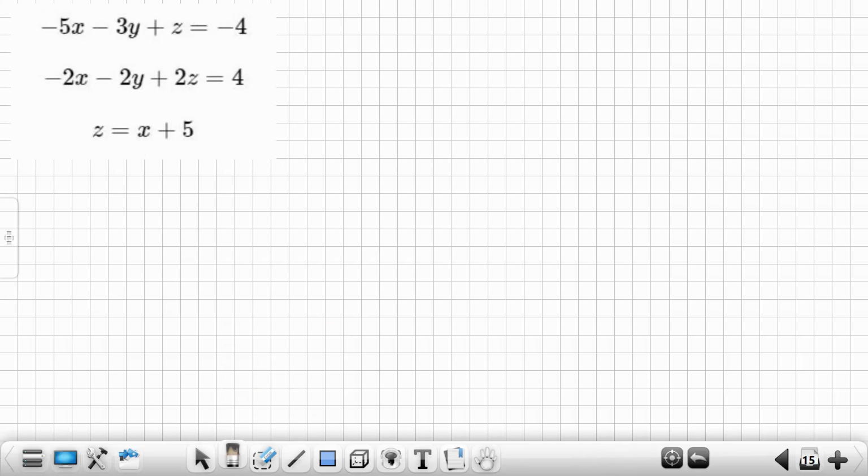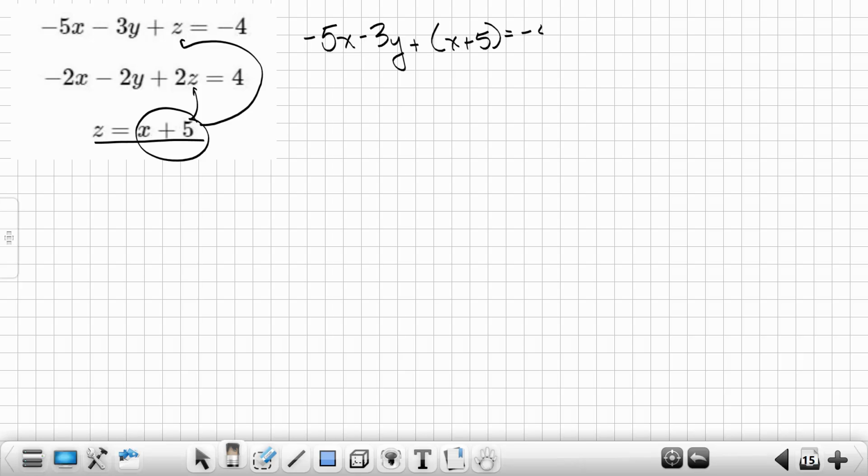So if we look at this, one of them is already solved for a variable. Sometimes you're going to have to solve for one. This bottom equation, z equals x plus 5, is already solved for z. So I'm going to take what z is, and I'm going to substitute it in for z on the other two equations. So now my top equation says negative 5x minus 3y plus x plus 5 equals negative 4. And my second equation is negative 2x minus 2y plus 2 times x plus 5 equals 4.